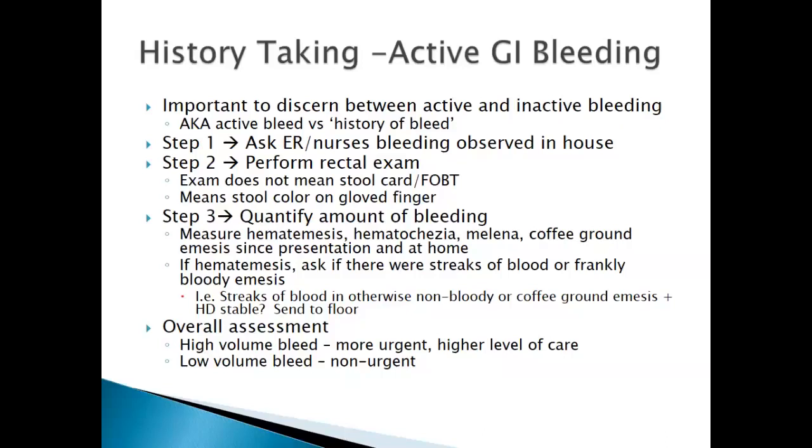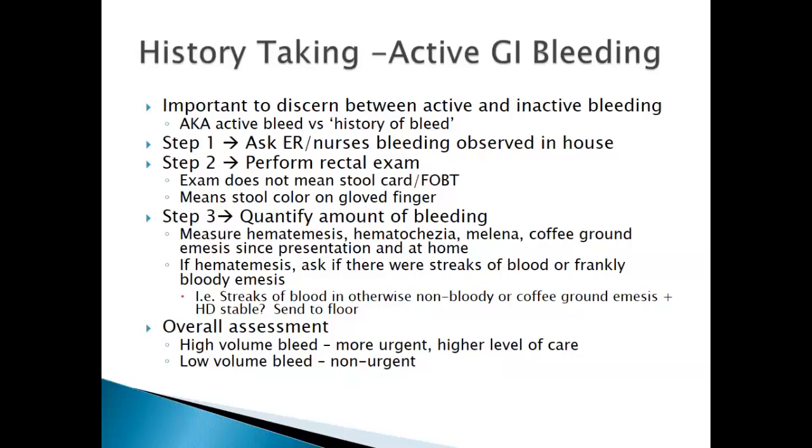Because if it's just streaks of blood, they're otherwise hemodynamically stable. That patient could probably go to the floor, probably not going to be urgent. If you call us at 2 in the morning, we're not going to come rushing in for a couple of streaks of blood. And again, they can go to the floor.